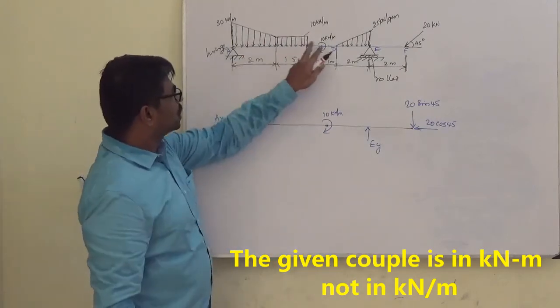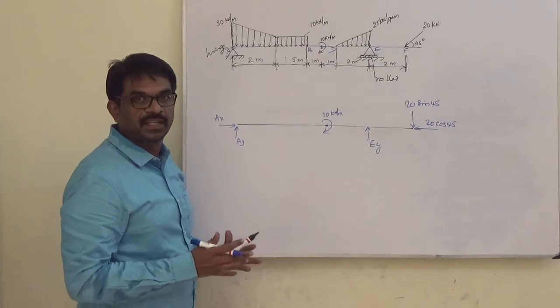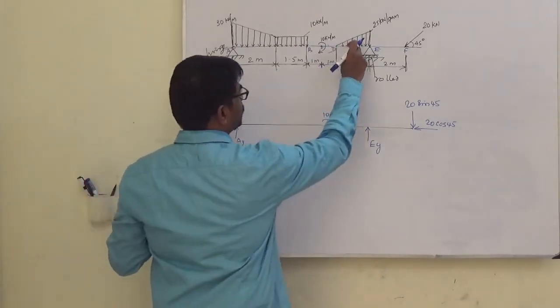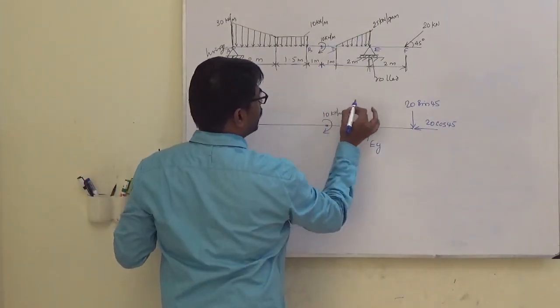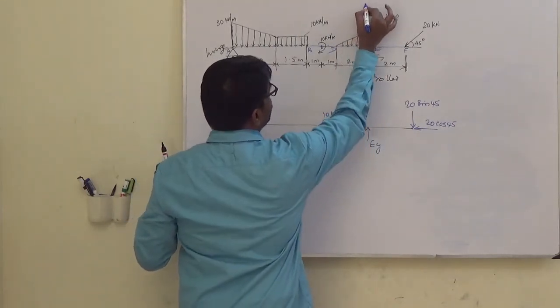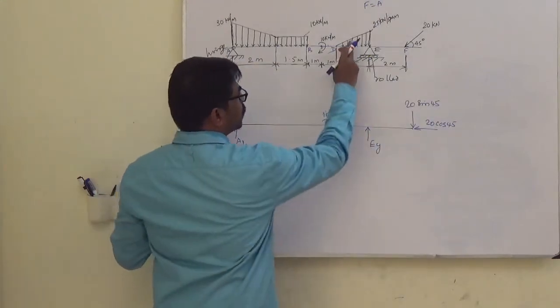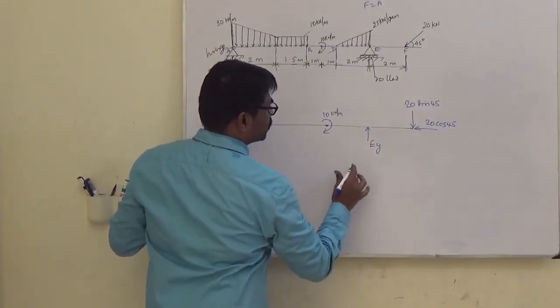Now, how to convert these three distributed forces into concentrated forces? I'll first take this one. What we learned is that force is area. So the area of this triangle, I am just drawing it here.